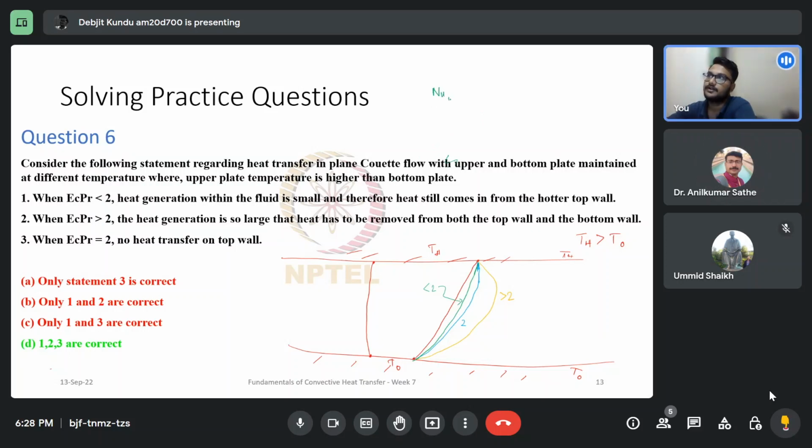So the Nusselt number at the top wall is 2 minus the Brinkman number, and the Nusselt number at the bottom wall is minus of 2 plus the Brinkman number. So the value of Brinkman number being 2 means what? We'll look at separate cases. If the Brinkman number is 2, then the Nusselt number at the upper wall becomes 0. This corresponds to the case drawn in the blue line where the gradient becomes 0, and at the bottom wall it is minus 4.